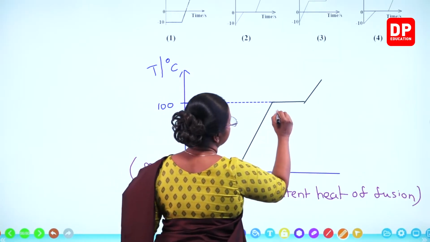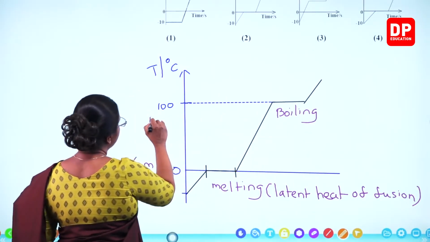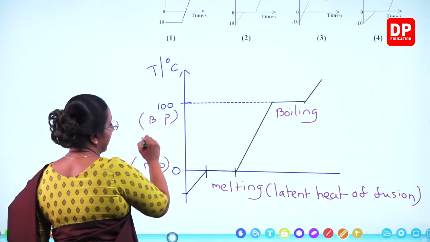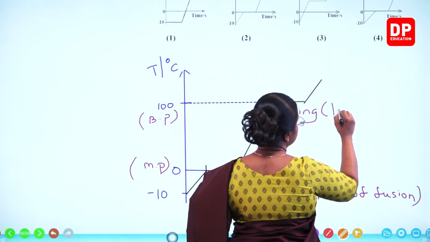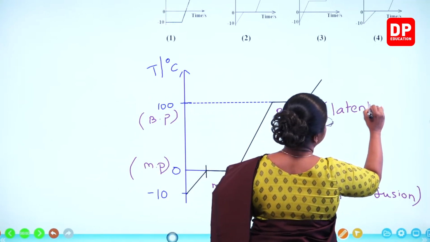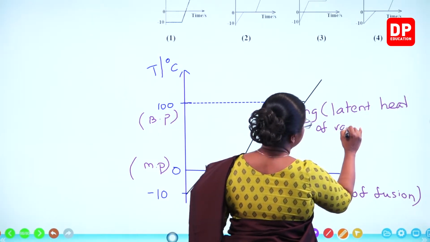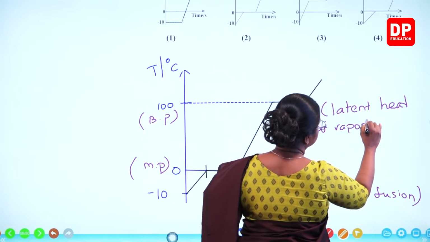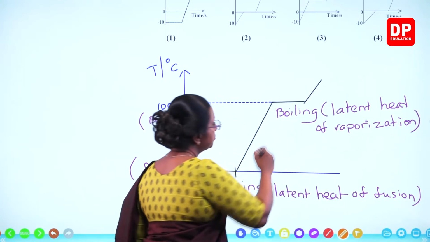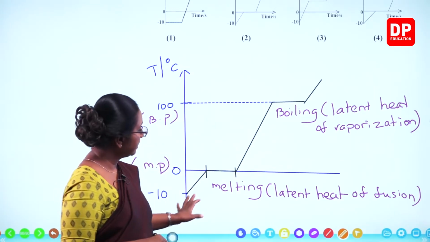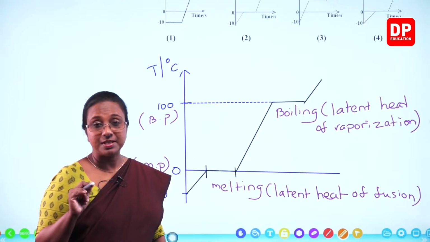At this point, it is boiling. So this is the boiling point at normal atmospheric pressure. And here it is latent heat of vaporization. So there is no change in temperature. That is how the graph varies. I am sure you all can remember that.